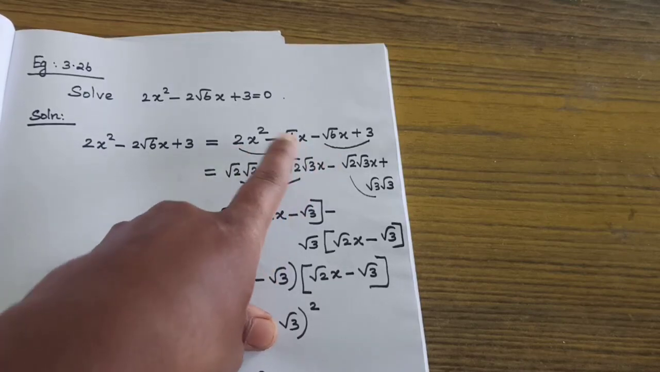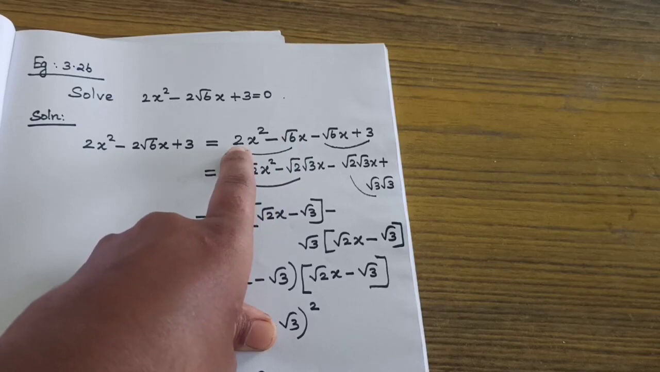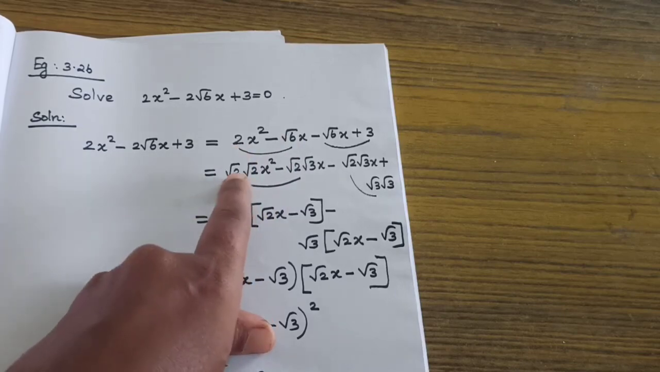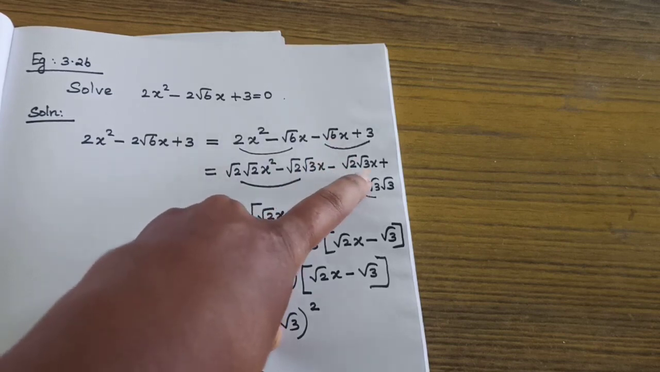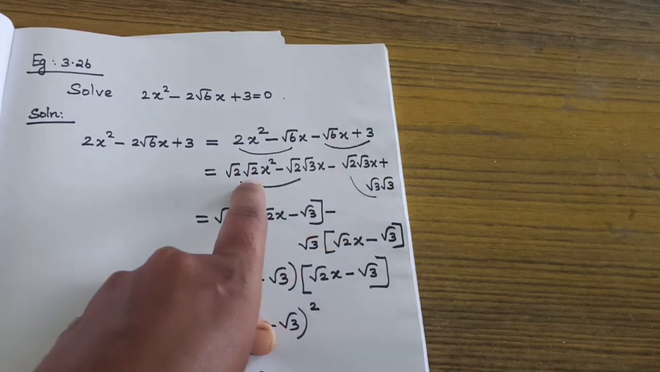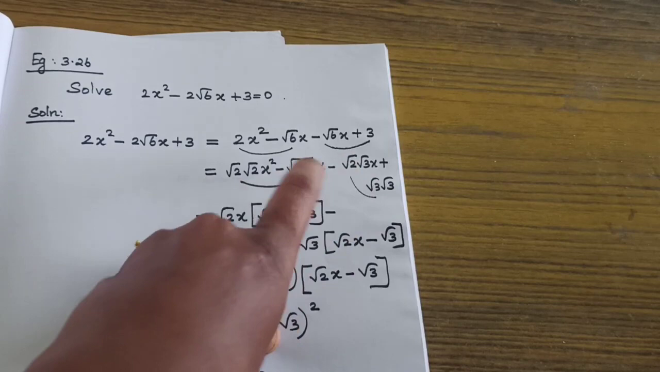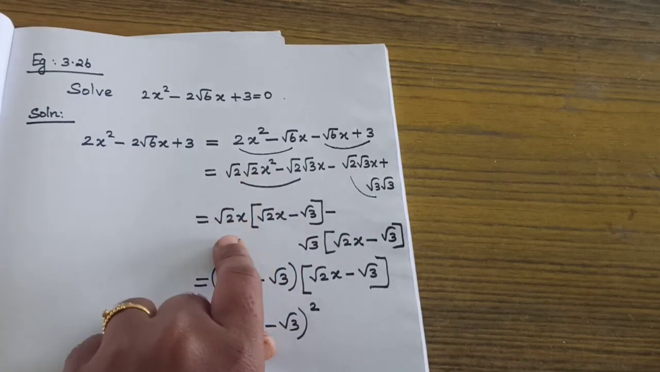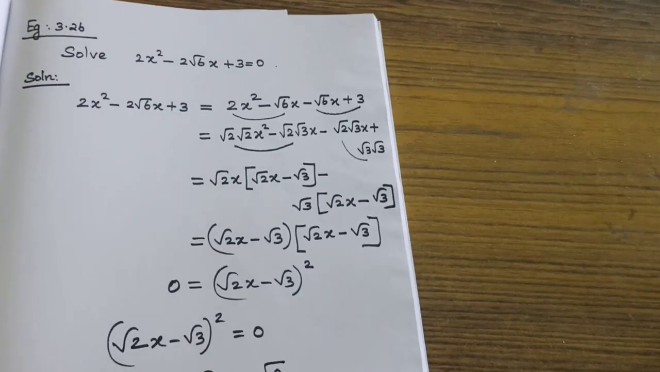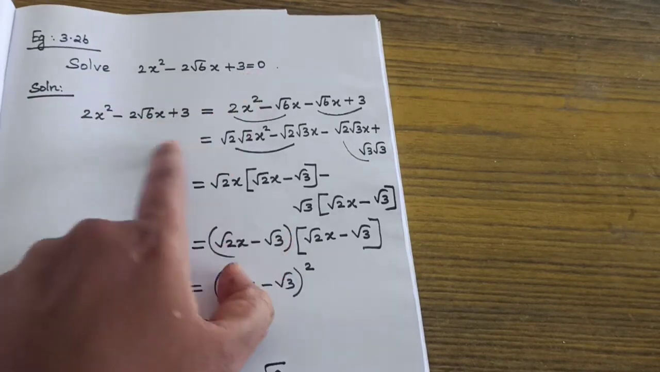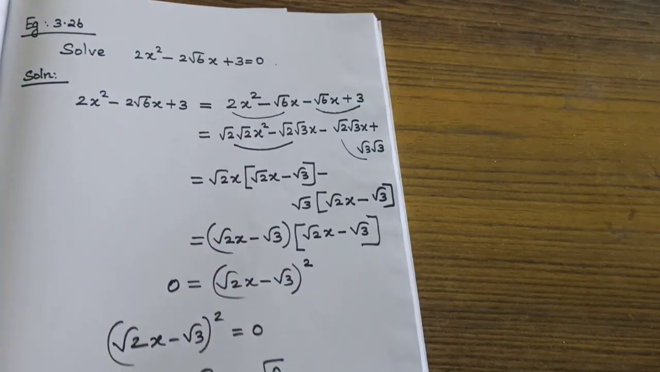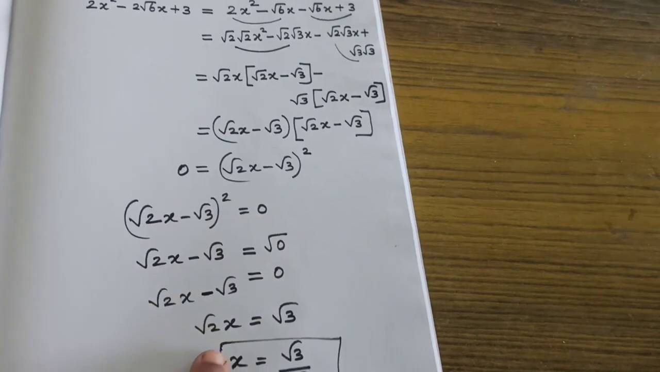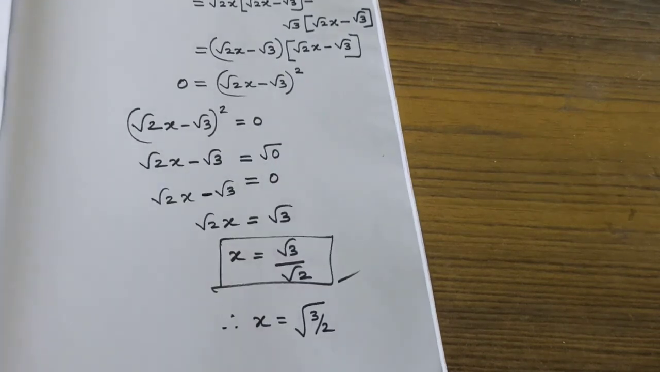Then, since it is a root number, we need to write all the numbers as root numbers. So 2, I can write as √2 into √2. √6 is √2 into √3, and 3 is √3 into √3. Then two terms you need to combine, and among the 2 terms, you need to take the common outside. After taking common outside, this value equals 0, as already given in the question. After that, while solving, we will get the answer for x.